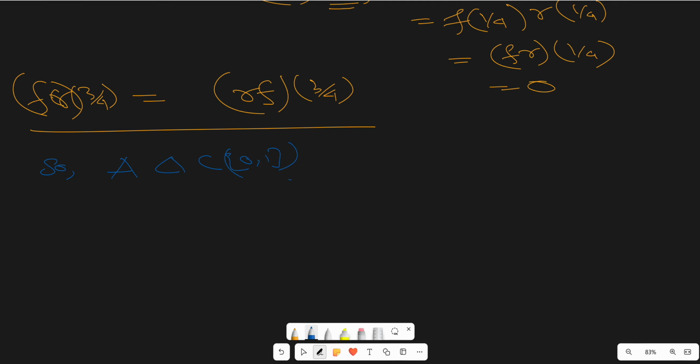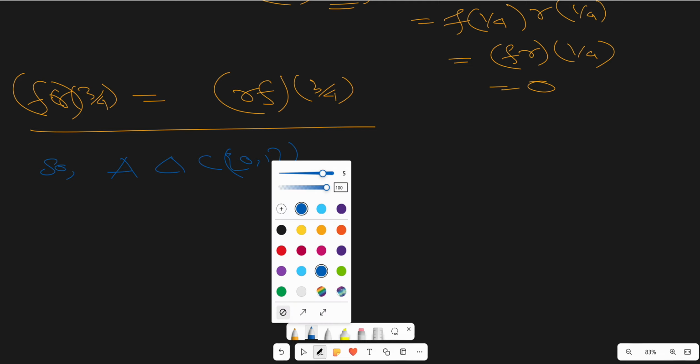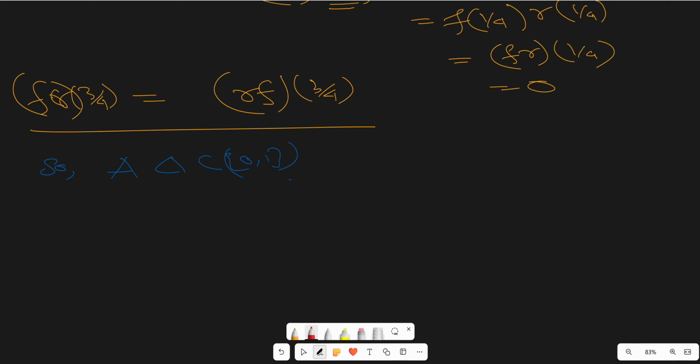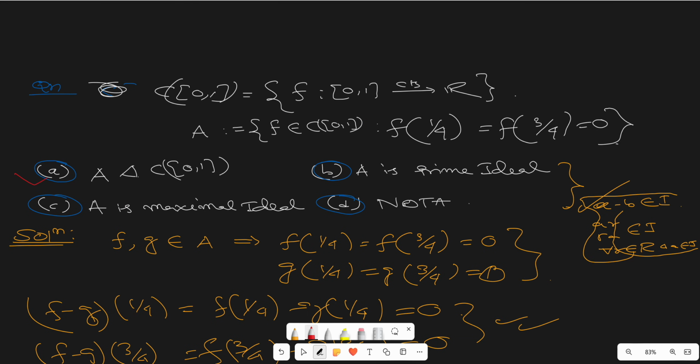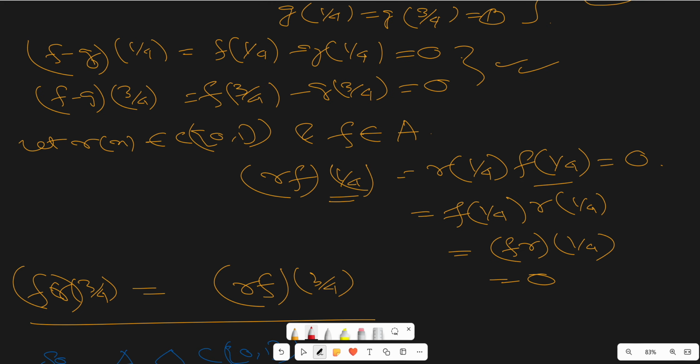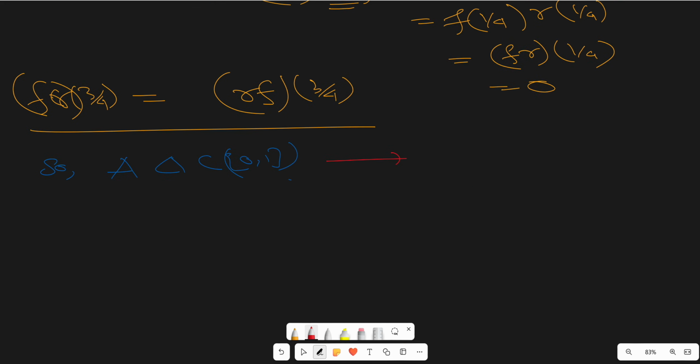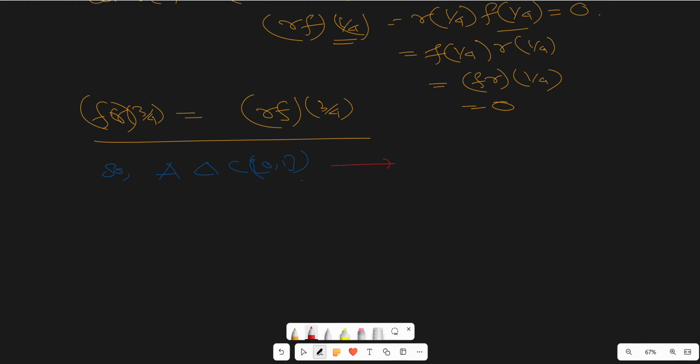Now the main thing is to verify whether this is a prime ideal or a maximal ideal, right? You have to check for the primality or the maximality. Okay, this is an ideal, so the first option is anyway true. Now we have to check for this and this, whether it is prime or maximal.